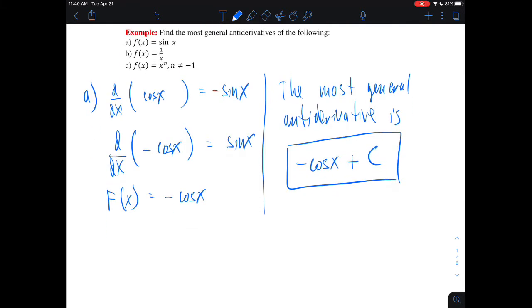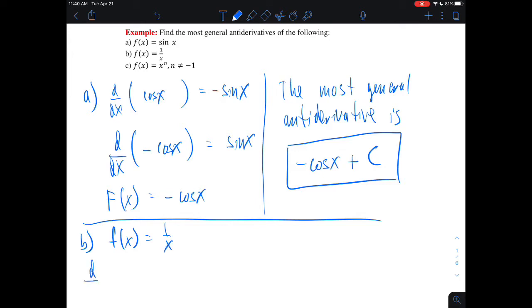So part B. Here we're given that lowercase f of x is 1 over x. So again, we want to think of the function capital F of x, who, when you take the derivative of it, you get 1 over x.